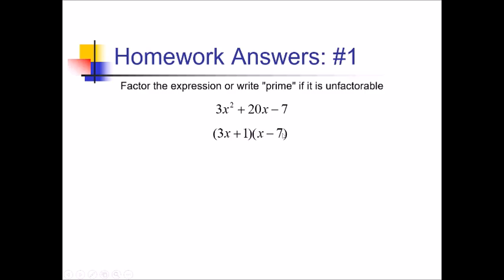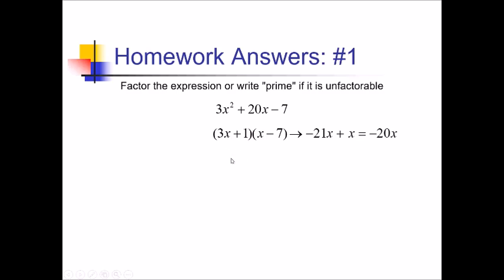So 3x times negative 7, that's negative 21x. And 1 times x is a positive x. Negative 21x plus x adds up to negative 20x. That's close to what I wanted up here, but I need a positive 20, not a negative 20. So if I switch the signs in these two parentheses, that should reverse everything and give me a positive 20x. But let me just try it out.